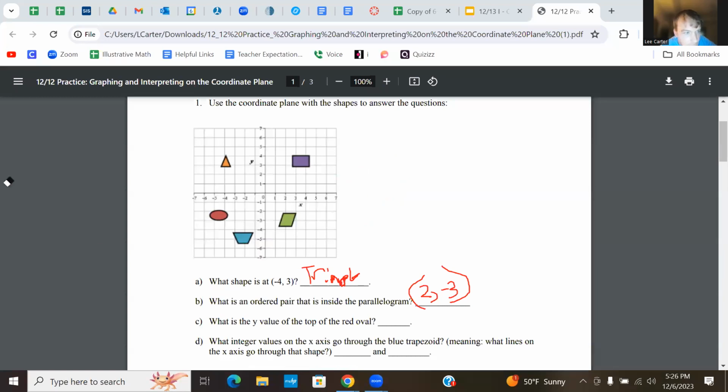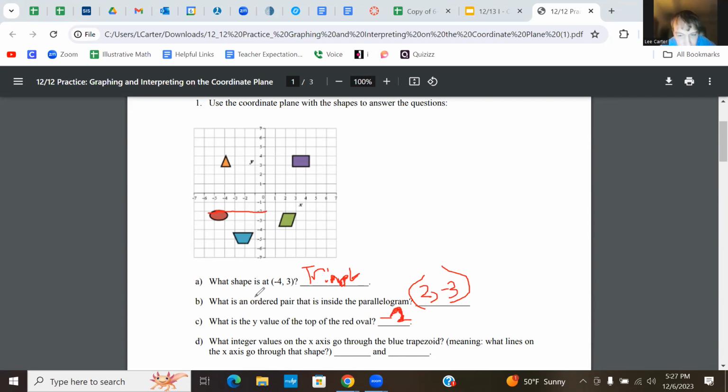Next one, I gave you kind of a funny question here. Not funny, haha, but like different. The y value at the top of the red oval. So that would be here. So the y value of the top of the red oval is -2. I didn't say anything about the x, just the y. All right.